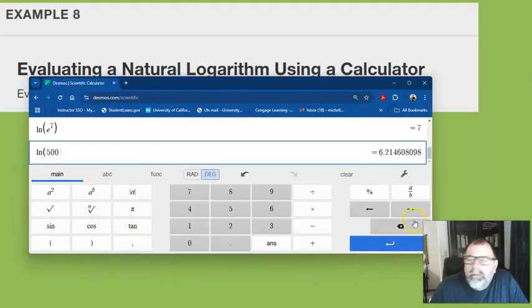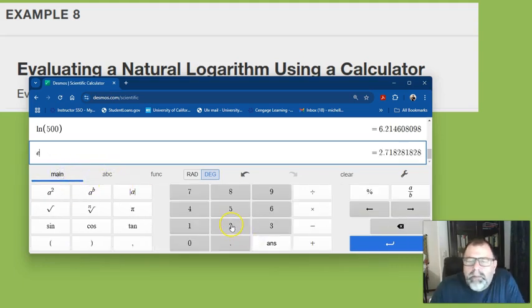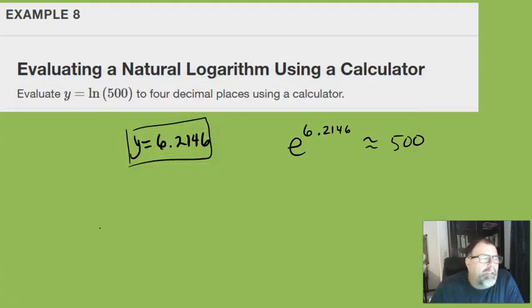So e to the power 6.2146. It's about 500 because we rounded it. If I want exactly 500, I've got to go out a few more places. Well, technically, I have to go out an infinite number of places. Okay, so that's it. The answer is y equals 6.2146, or about. Again, I should use my squigglies. About.